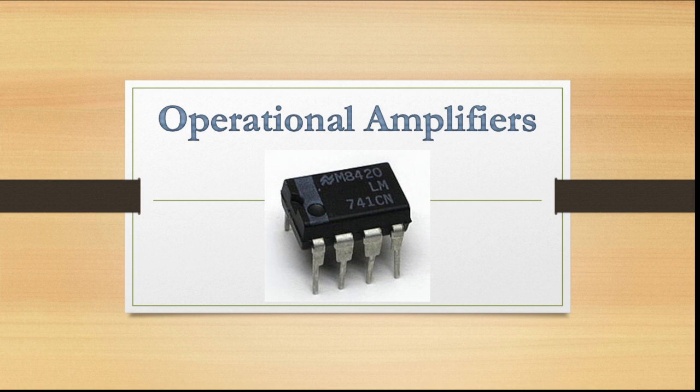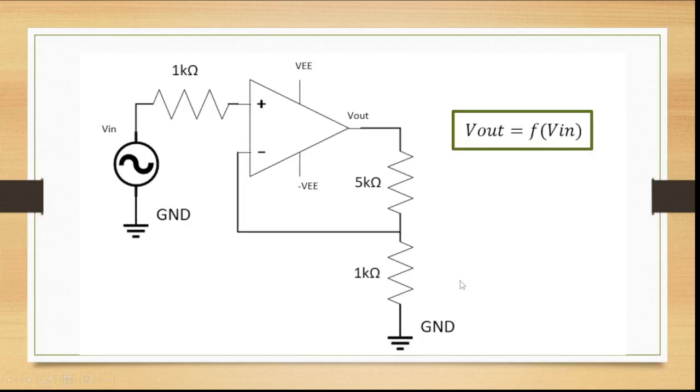Today I will be explaining how to solve circuits with operational amplifiers. Okay, but what does it mean to solve a circuit? Well, it means finding a mathematical equation that connects the input and the output. In this case, we use the following notation. The voltage output is equal to a function of the voltage input. And I have chosen this circuit as an example.